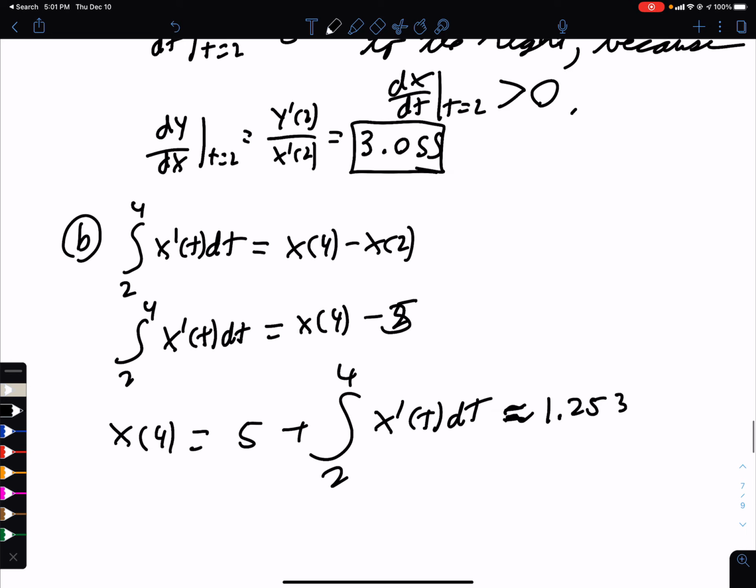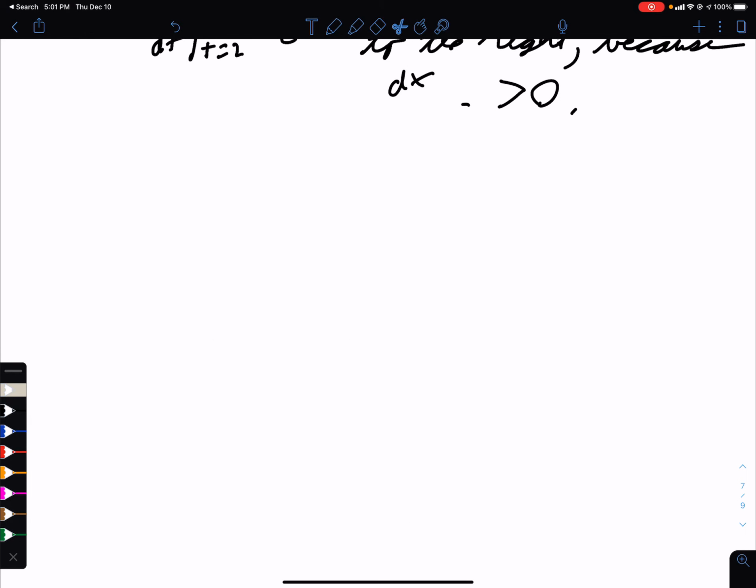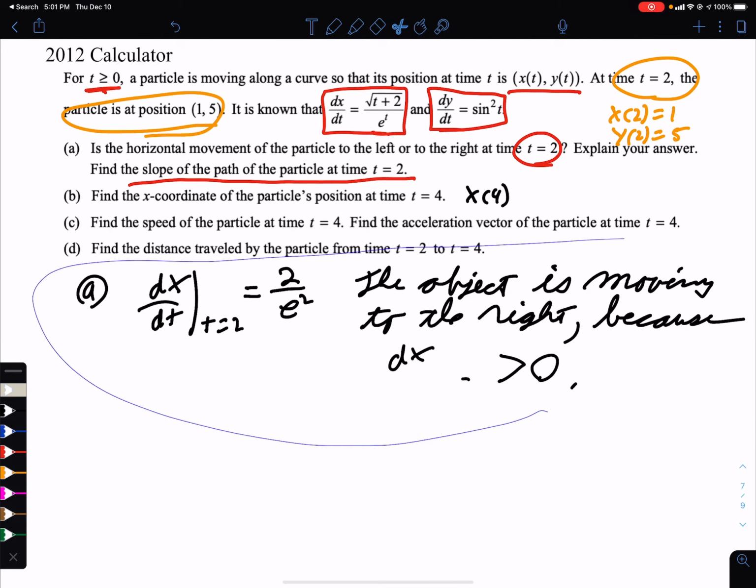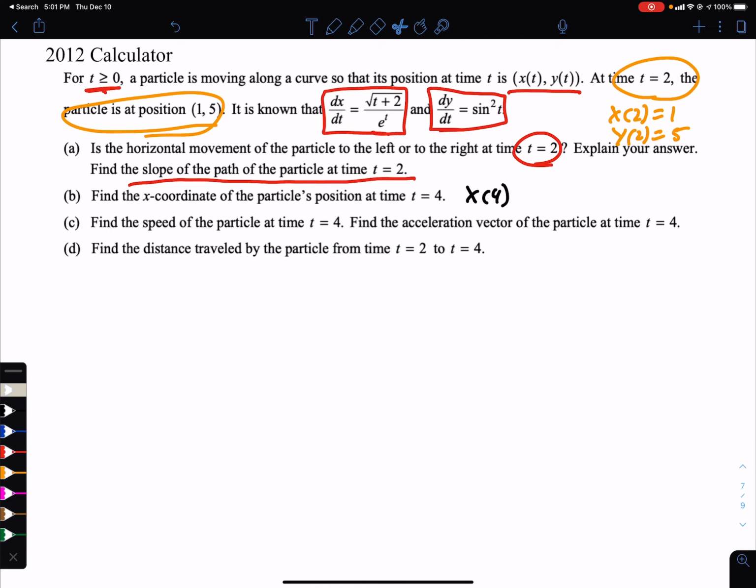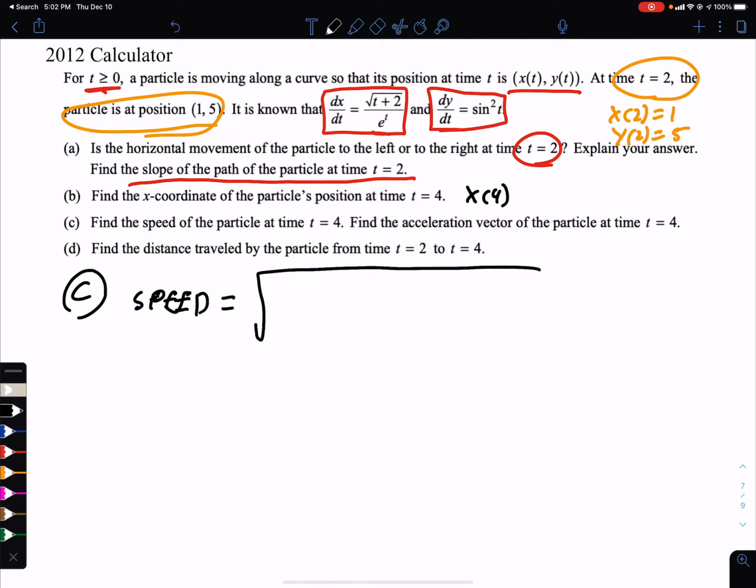Let me erase this so we can see what's going on. Delete, and do C here. Speed. The speed is that formula I just gave you. It is the Pythagorean theorem on the velocity at 4. So it's going to be v at 4, which is x prime at 4 squared plus y prime at 4 squared.